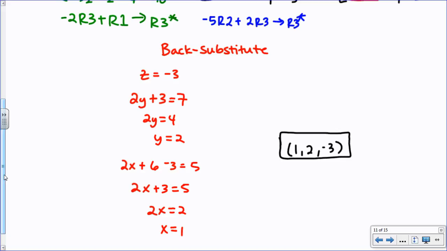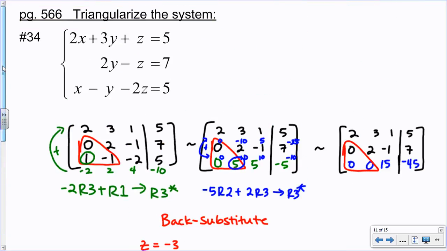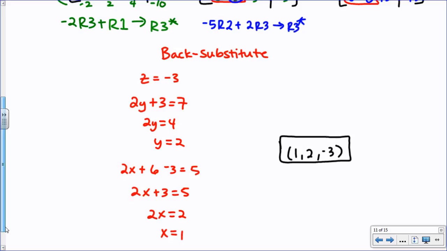Remember to check your ordered triples. Go back to the original equations up here and plug in for x, y, and z. All three, make sure you get true statements. Okay? Questions about that?